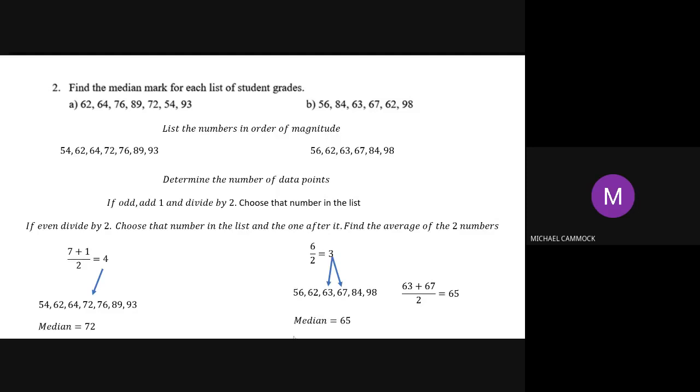So see the difference. The first one, which was odd, we just find the middle number by adding 1 to the odd number, dividing by 2, and then you just choose that number from the list. When it's even, divide by 2, find that third number, in this case the third number, and the fourth number. Find those two numbers, the one and the one beside it, and then add them up, divide by 2. It is more work when it's an even number of numbers. Okay? But the answer is 65. Okay, let's move on. Unless there are any questions, I'm going to move on.